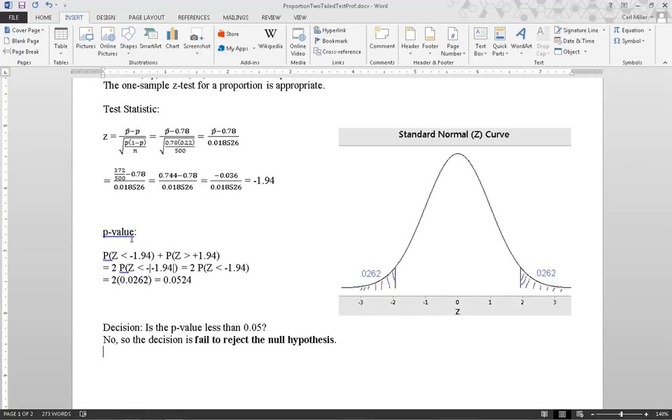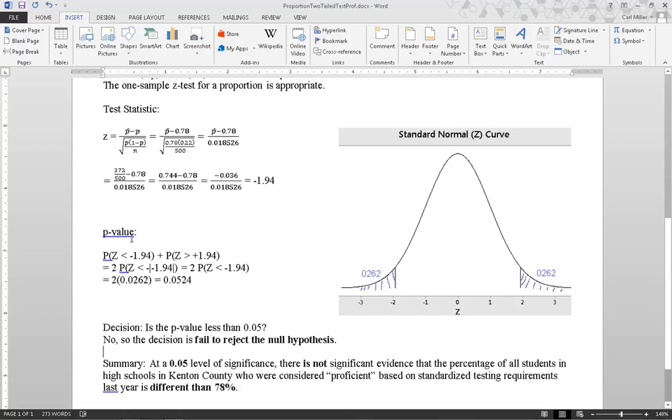Finally, you want to write your summary sentence. At a 0.05 level of significance, there is not significant evidence that the percentage of all students in high schools in Kenton County who were considered proficient based on standardized testing requirements last year is different than 78%.